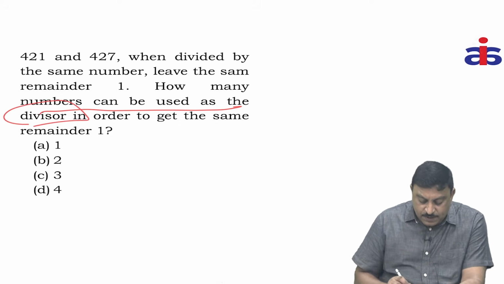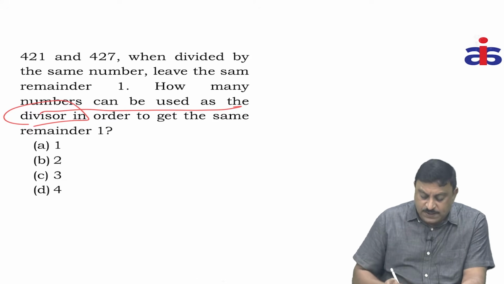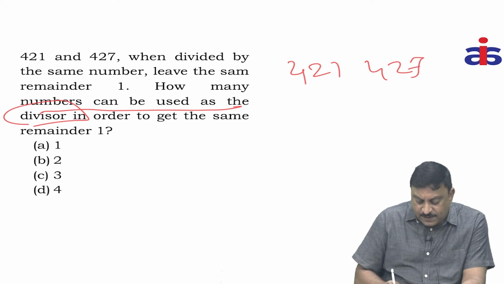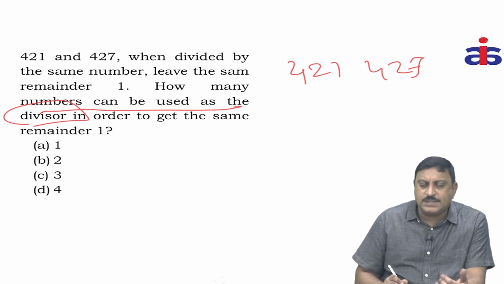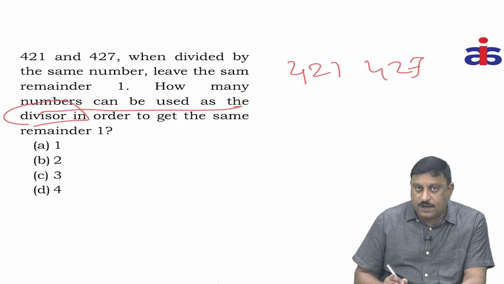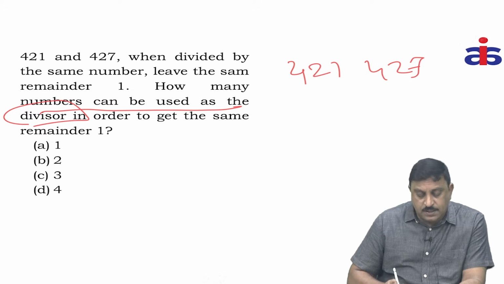So first you have to find out what the divisor is. The divisor is nothing but HCF, highest common factor. For 421 and 427, just by seeing, you can say the difference between these two is 6 only. So 6 must be the case. Just try for 6. I am not saying it is definitely 6, but try for 6. Or else do it in the standard manner.